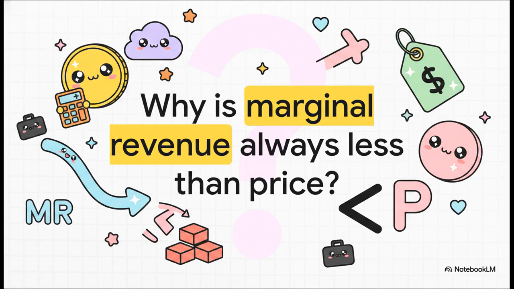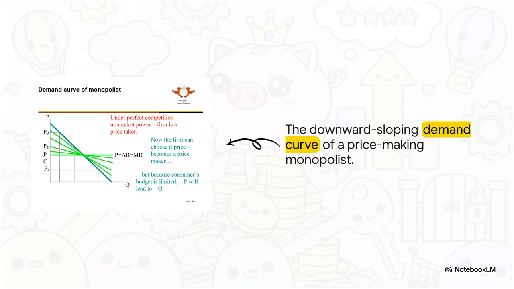And I want to pose a totally counterintuitive question to you. For a single price monopoly, why is marginal revenue, which is the change in total revenue from selling just one more unit, why is it always less than the price? Like, why does the equation MR < P always hold true? It feels weird, right? Well, the answer lies right in the demand curve. See, under perfect competition, a firm is just a price taker. Their demand line is perfectly flat, which means price equals average revenue, which equals marginal revenue. But a monopoly is a price maker. Because they are the only game in town, the demand for their output literally is the entire market demand curve, and that curve slopes downward.